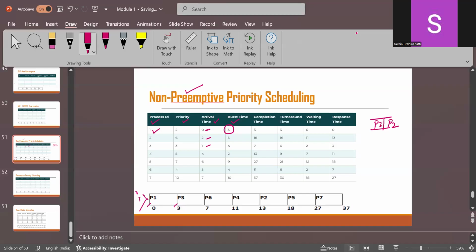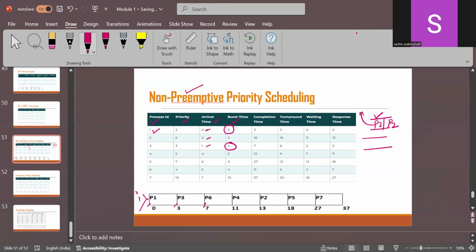So immediately when P1 is completed, which will be taken? It is P3, because that is the process which came first, at the first unit of time. After P3, P2 arrived, so P3 will be given the chance. The burst time of P3 is 4, that means 3 plus 4 is 7. It will be executing till 7 units of time. During this, P3 has exited from the queue.